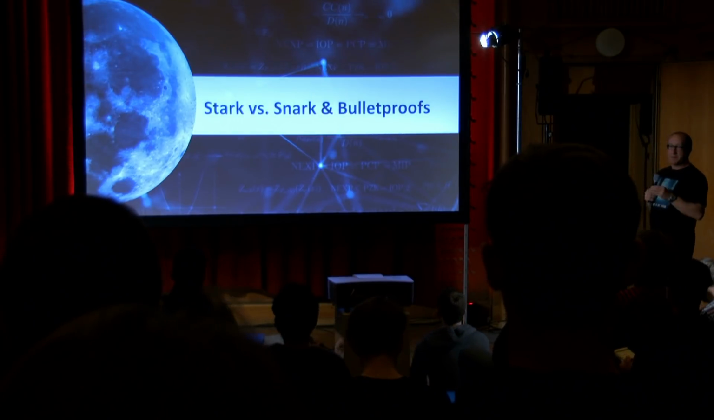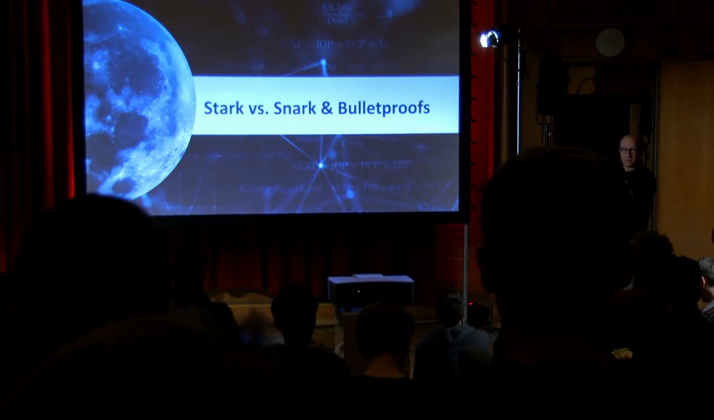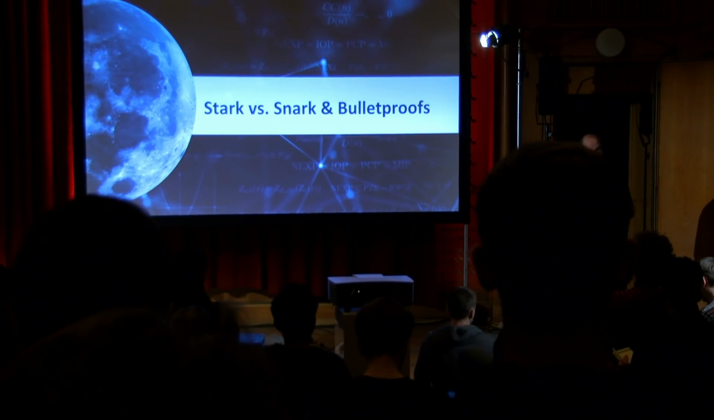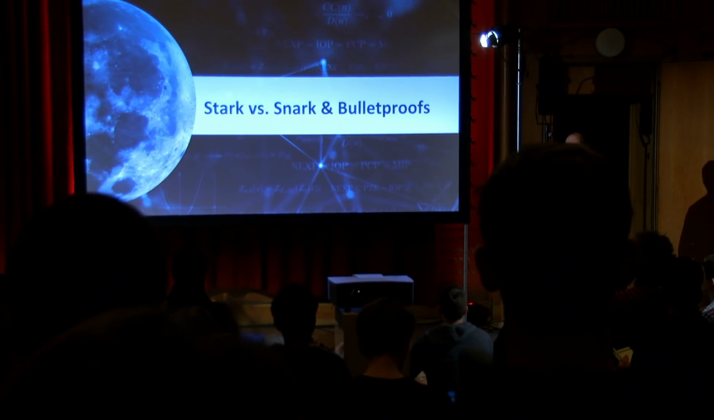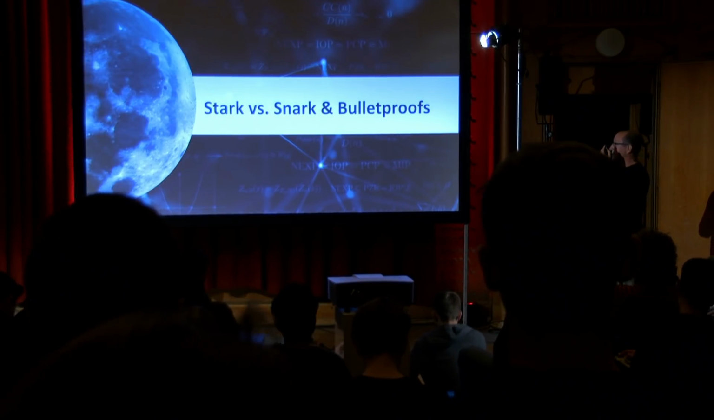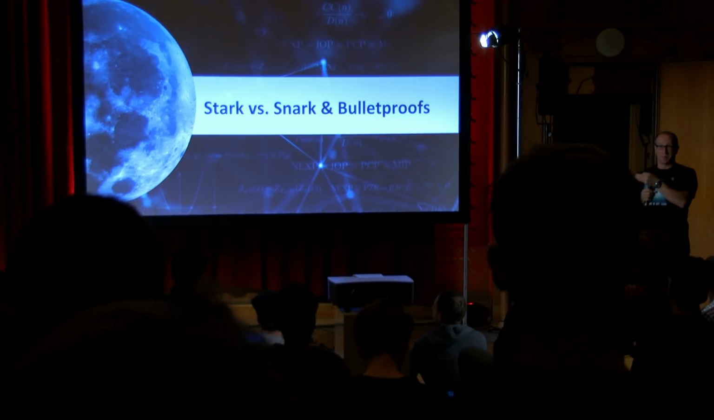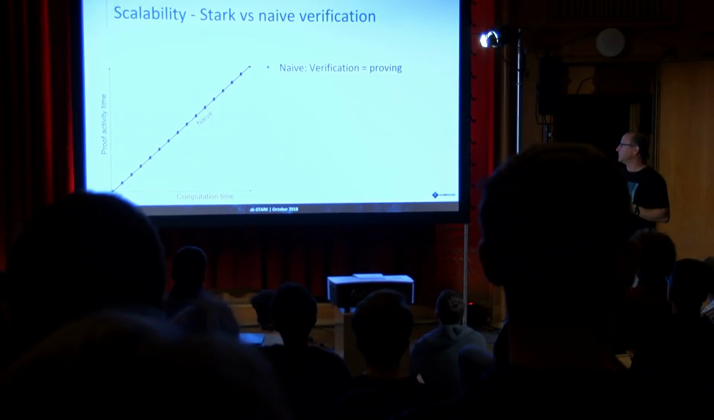So now I want to compare Stark to Snark and to Bulletproofs. Not because, I mean, there are other zero-knowledge technologies and other proof technologies out there, and, as time passes, there'll be more and more, which is, of course, a great thing. But these are two very famous ones and often cited, and they're actually already in use in blockchains, right? So that's why I'm focusing on them.